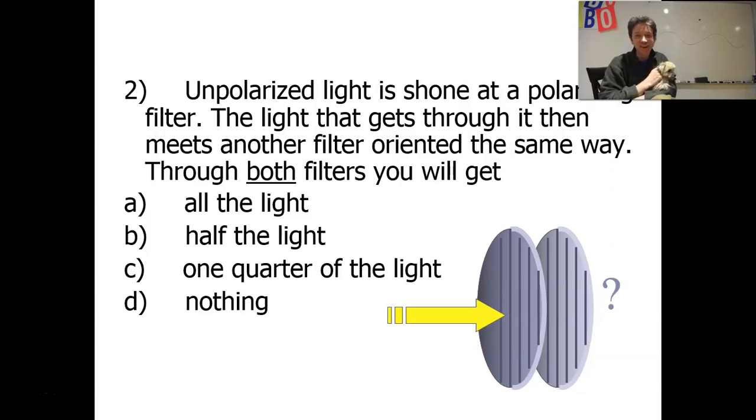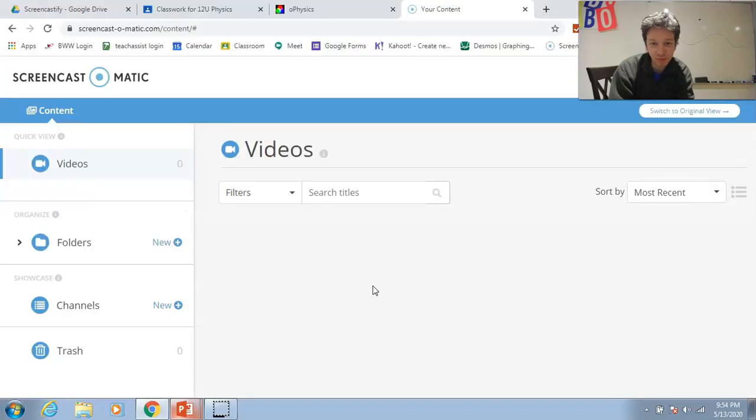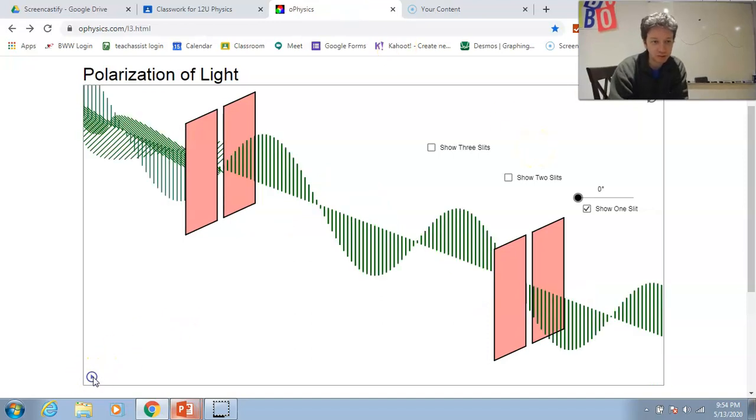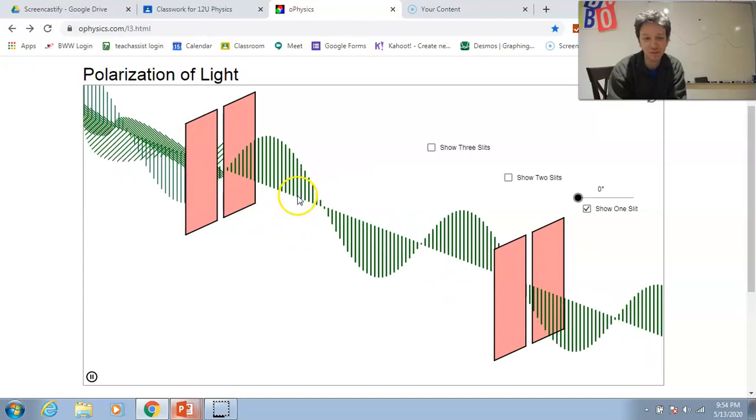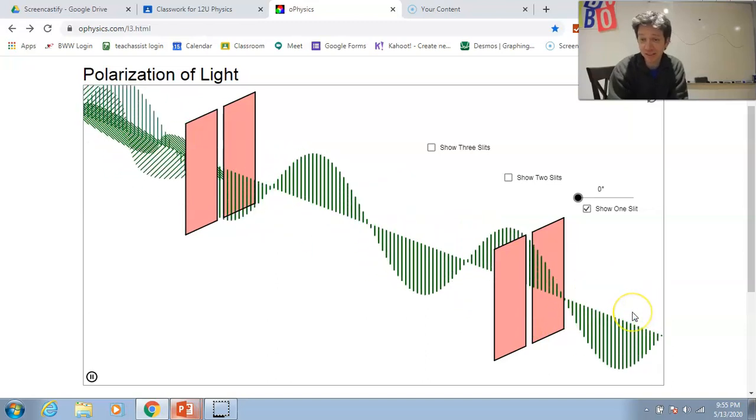Number 2, unpolarized light is shown at a polarizing filter. The light that gets through then meets another filter oriented the same way. So in this diagram, I have 2 filters, both vertically polarized. What do you think is going to come out of the second filter? Any ideas? Let's look at the simulation here. All right, does everybody see this? So here we have unpolarized light, and it goes through a vertical filter, so everything is vertically polarized. And when it goes through a second vertically polarized filter, everything that comes out is again vertically polarized.